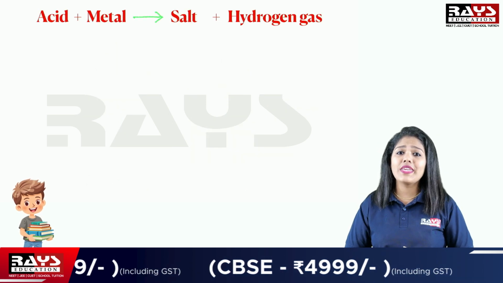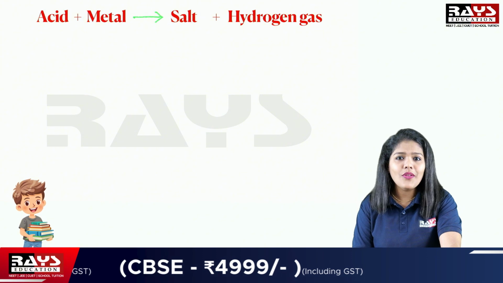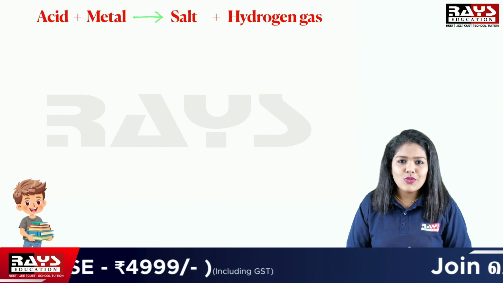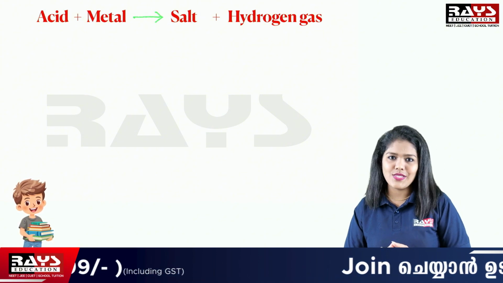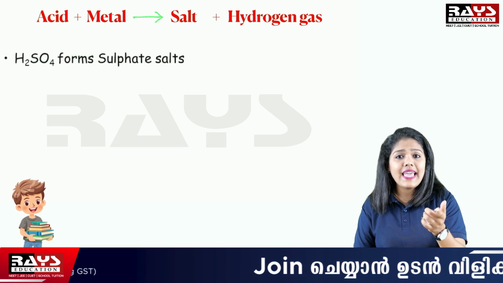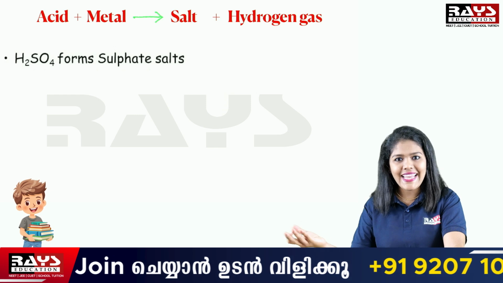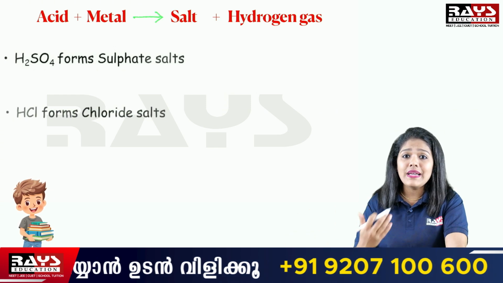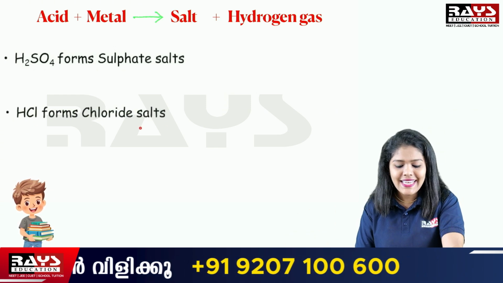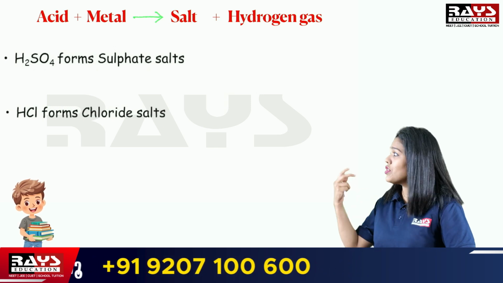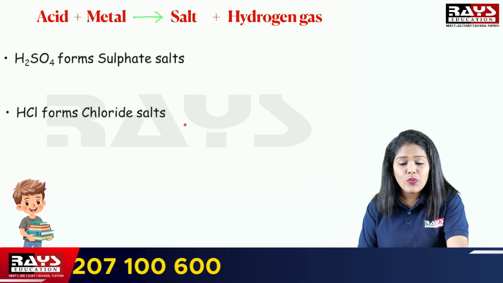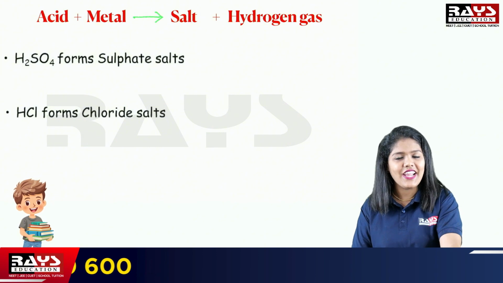So in general, what can we say? We can say that when metals react with acids, they produce salt and hydrogen gas. When metals react with sulfuric acid, the salt formed will be a sulfate salt, and hydrogen gas is produced. If the metal reacts with hydrochloric acid, hydrogen chloride, it will produce a chloride salt and hydrogen gas.